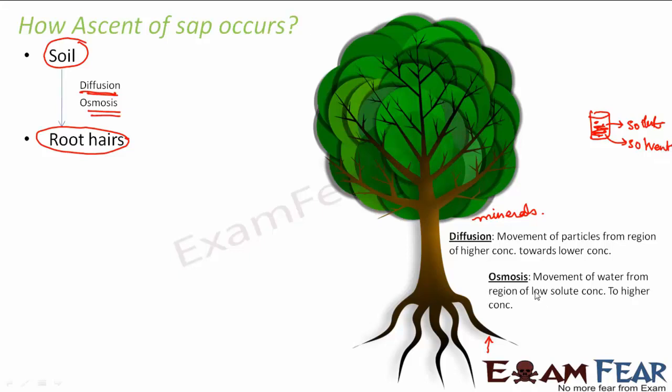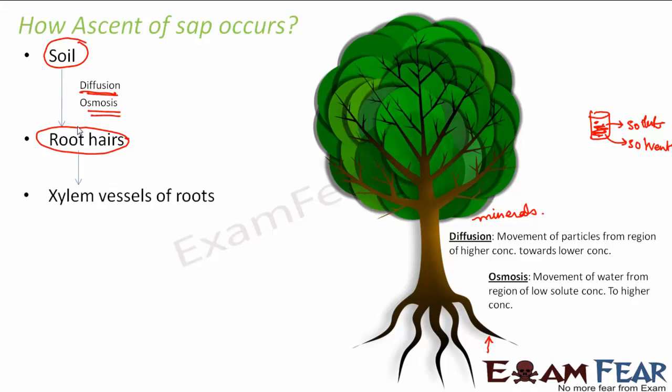So water will move from the region of low solute concentration. That means solute is less, so solvent is more. So water will move from a region where more water is there to a region where the content of water is less. So basically, osmosis is the term used for movement of water. The movement of water from soil to root hairs is governed by osmosis, and the movement of minerals from soil to root hairs is governed by diffusion.